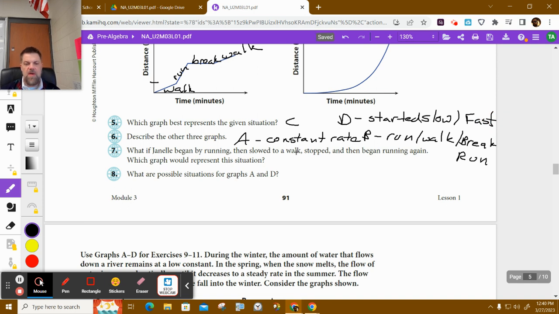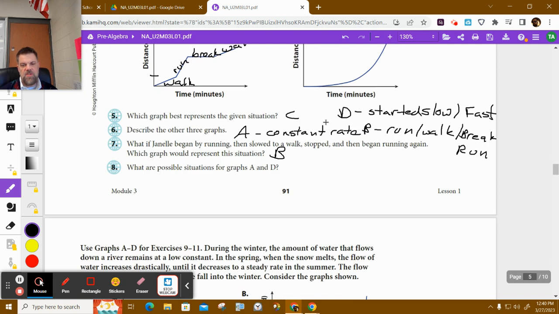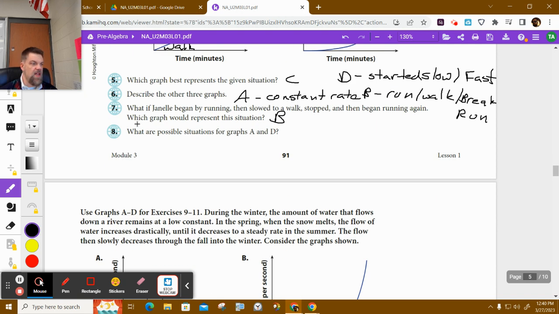What if Janelle began by running, then slowed to walk, then stopped and began running again? Which graph would represent that situation? Well, that would be B. And what are possible situations for A and D? Well, A is kind of steep, so A would be, like I said before, she ran at a constant rate, or she could walk, but it's a constant rate. D would be that she starts real slow and starts walking faster and faster. And she starts walking, so for D, she kind of walks and slowly increases her speed and runs really fast.